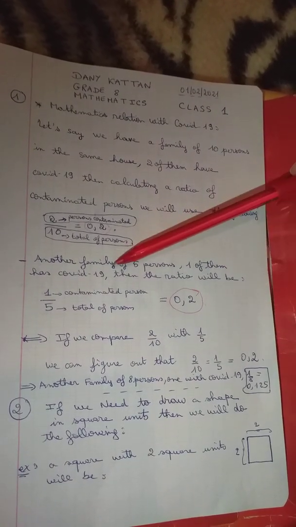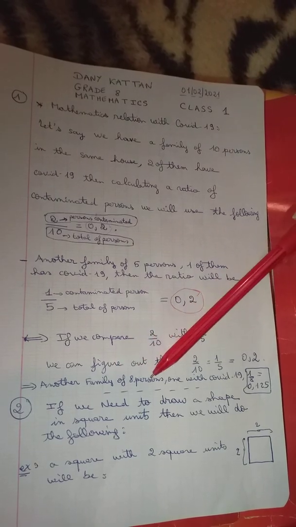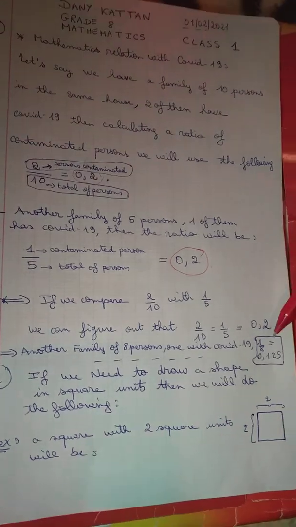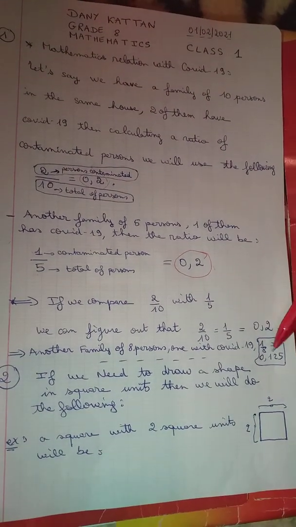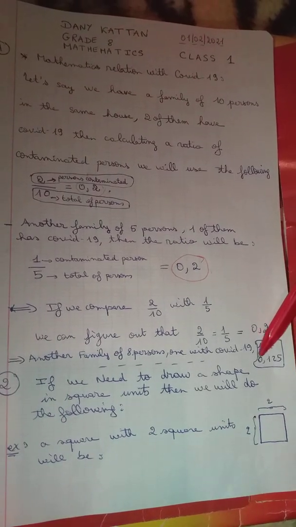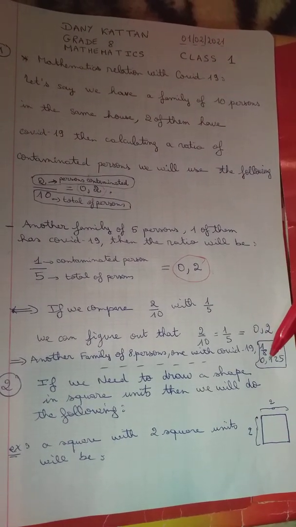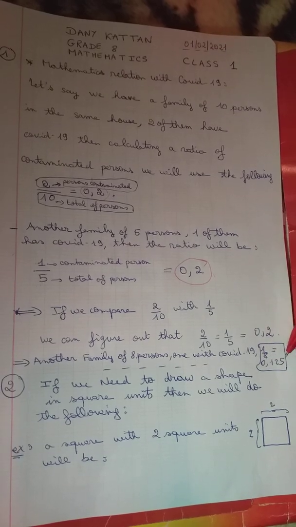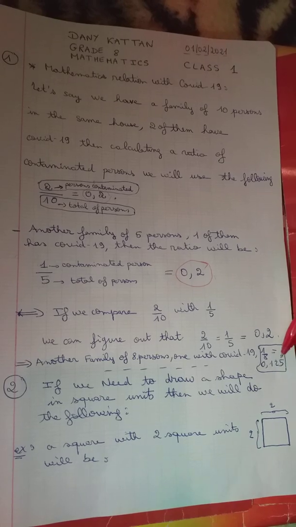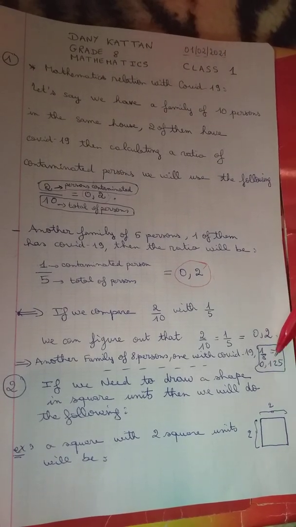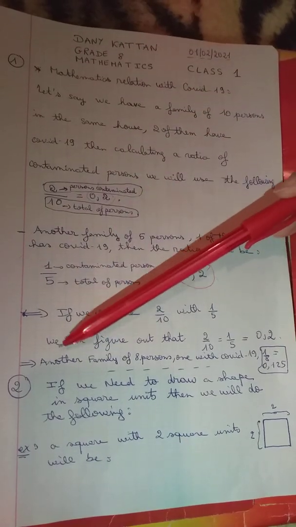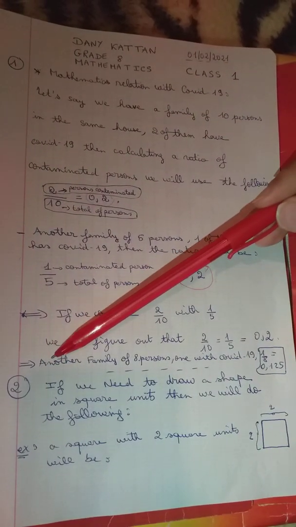So now let's have another example. Let's say a family with 8 persons, one of them with COVID-19. So the ratio will be 1, the person contaminated, divided by 8, the total number of the family. That will give us 0.125. If we compare this with 0.2, it is a lower number, so this ratio is not equal to the other two ratios. So now we will pass to exercise number 2.